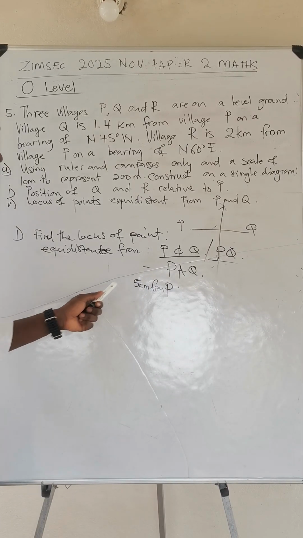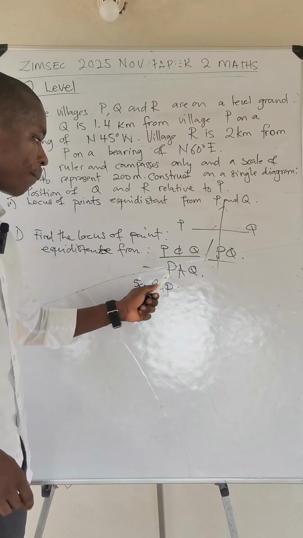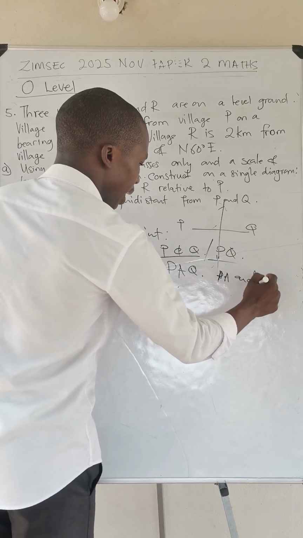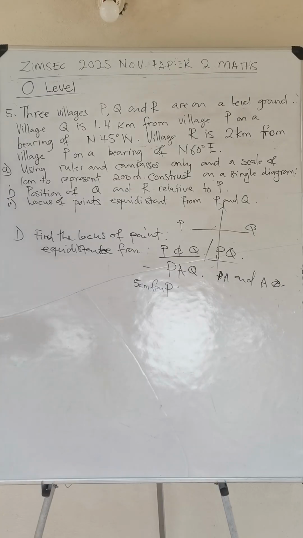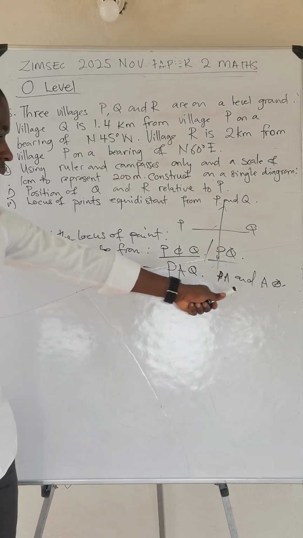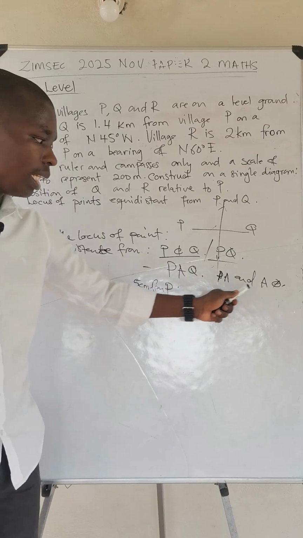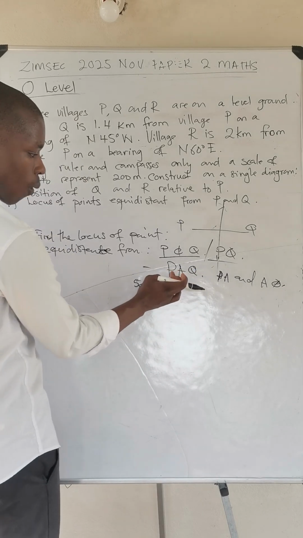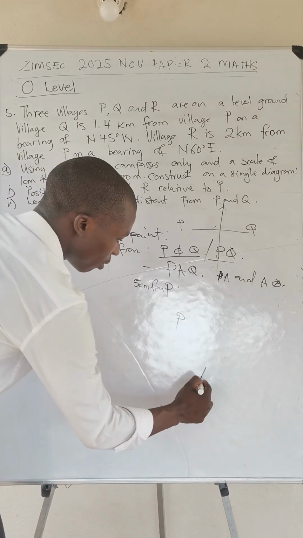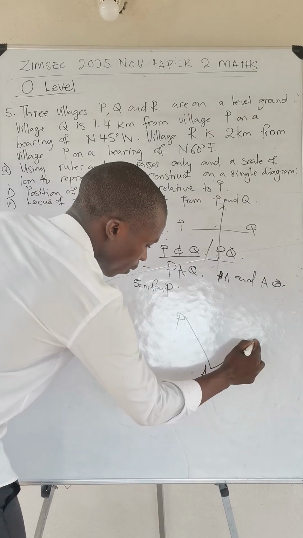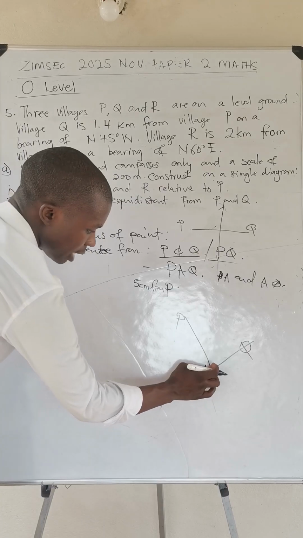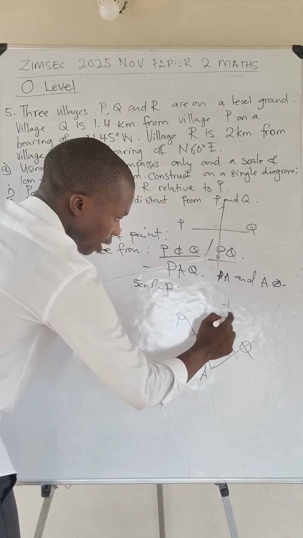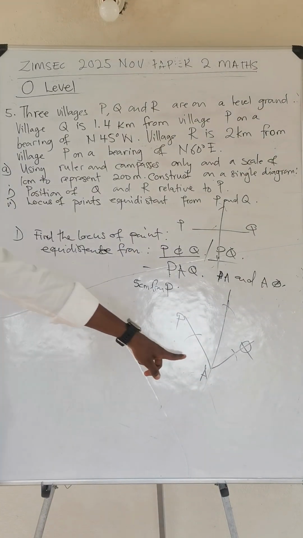Next one, find the locus of points which are equidistant from PAQ, or PA and AQ, which is one and the same. They are asking you to bisect the angle PAQ, meaning the letter which is common between these two lines. For example, this is angle PAQ. You have to come and stand here, draw an arc here, then place your compass here, like this. This is what you're supposed to do.